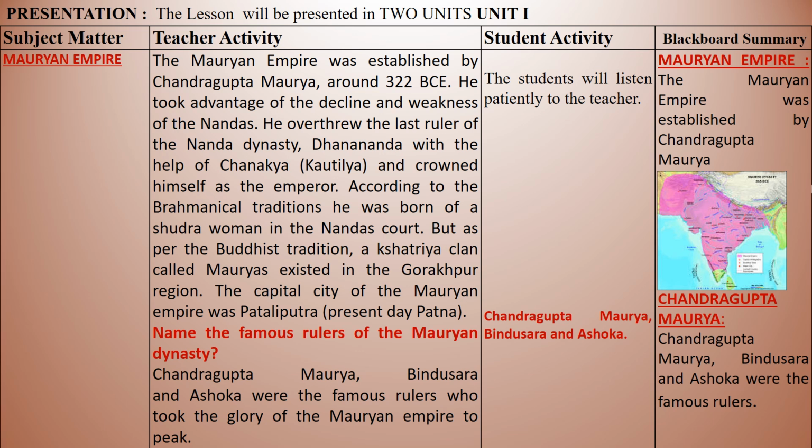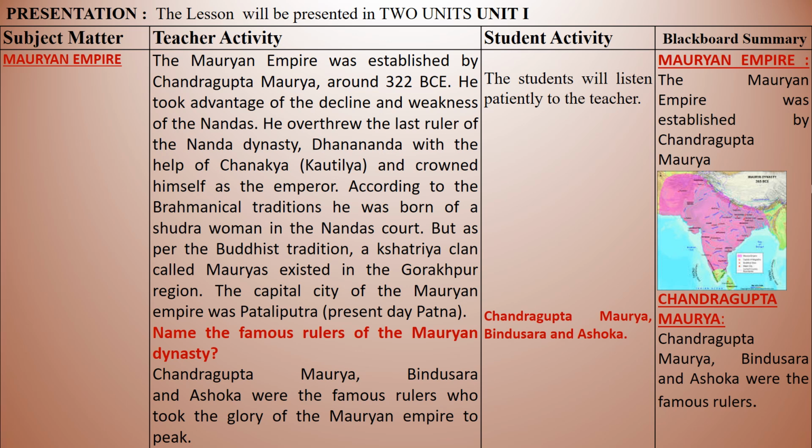In the teacher activity column, I have written the teacher's statement, which is as follows. The Mauryan Empire was established by Chandragupta Maurya around 322 BC. He took advantage of the weakness of the Nandas. He overthrew the last ruler of the Nanda dynasty, Dhananand, with the help of Chanakya, also known as Kautilya, and crowned himself as the emperor.